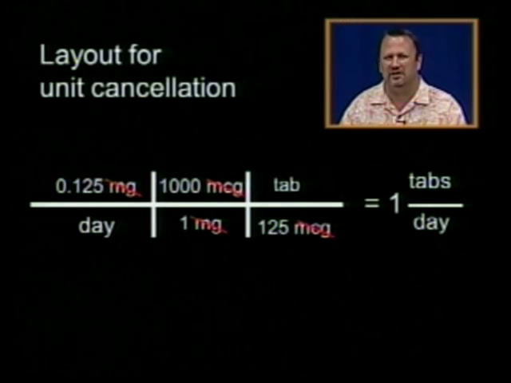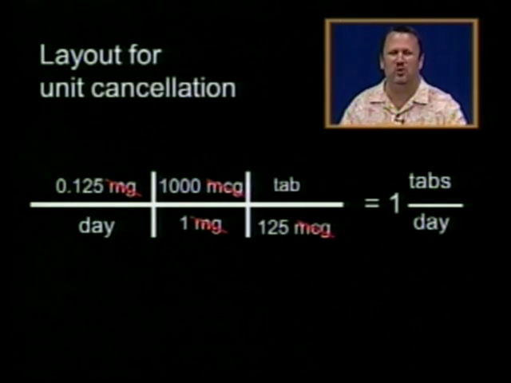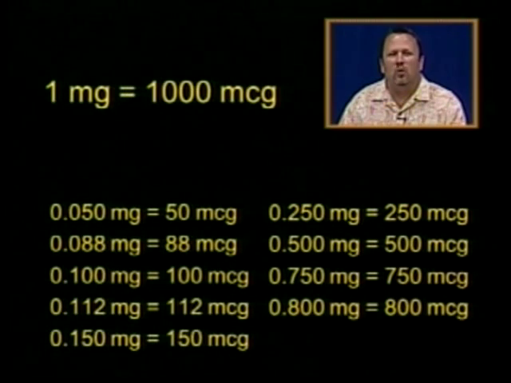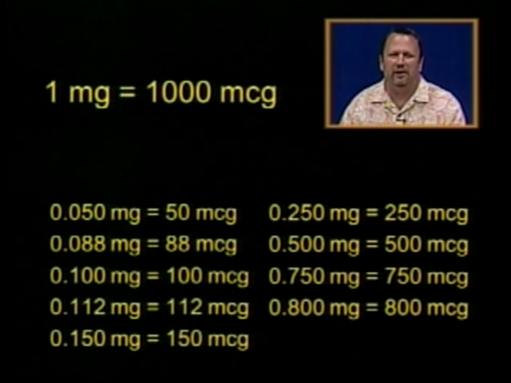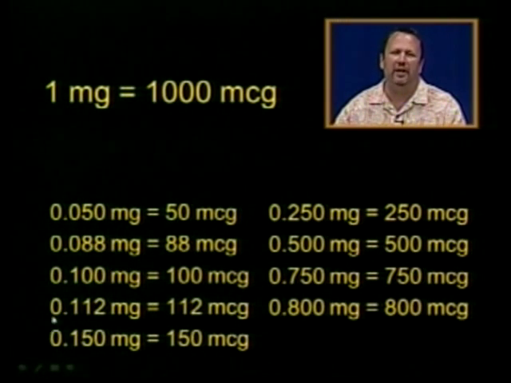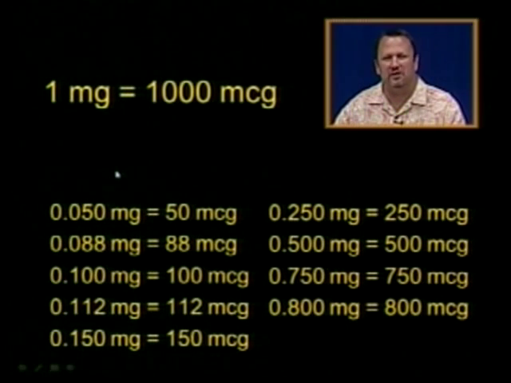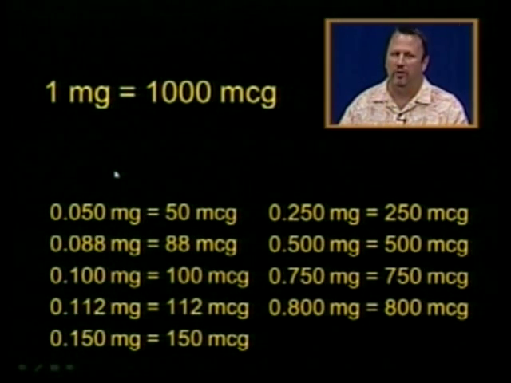0.125 milligrams is the same thing as 125 micrograms. 1 milligram is 1,000 micrograms, and these are standard conversions that you need to be able to do. So you guys really need to be able to convert milligrams to micrograms in your head with no problem.